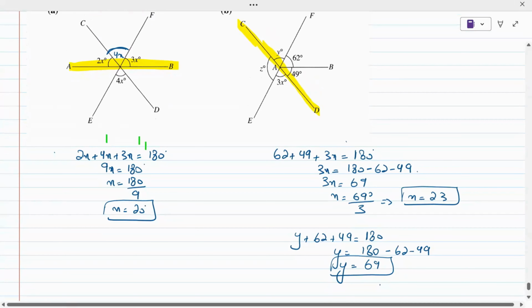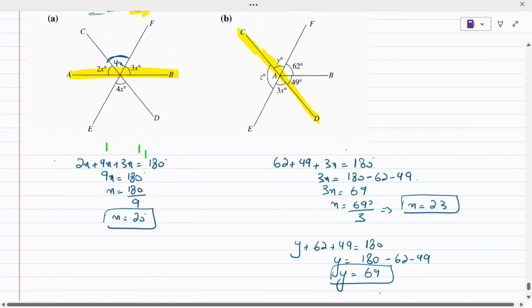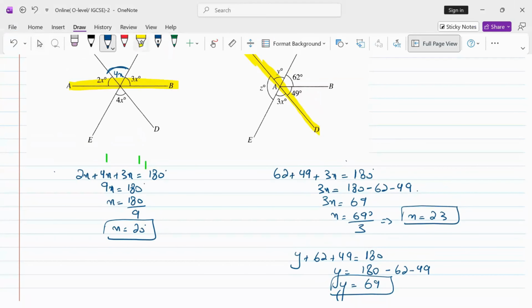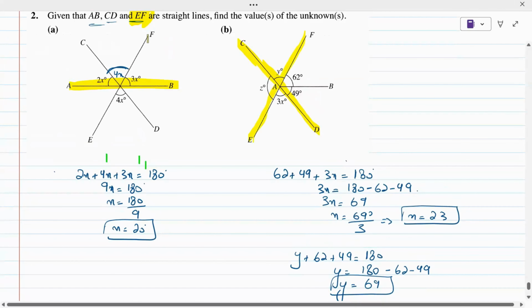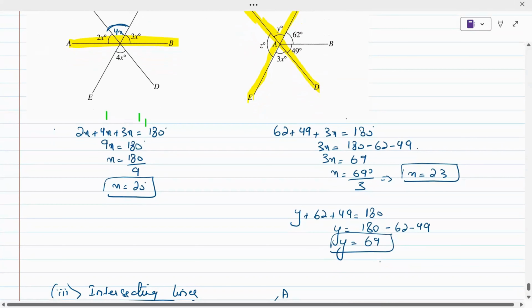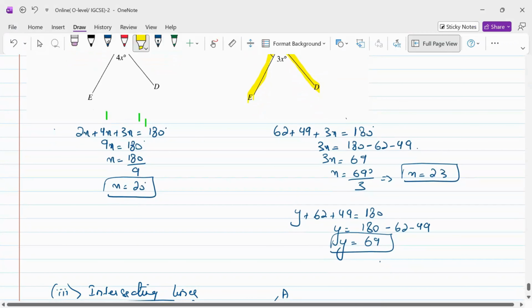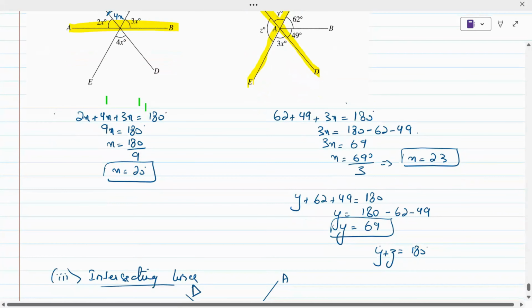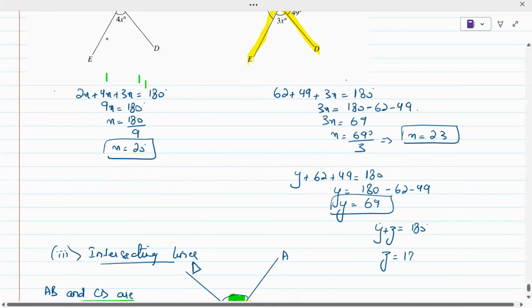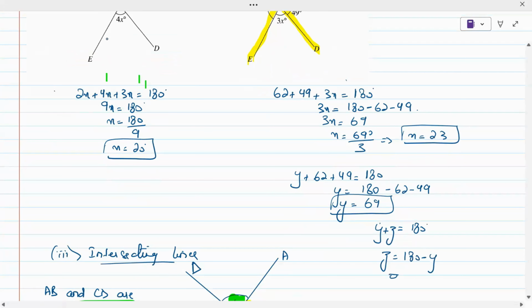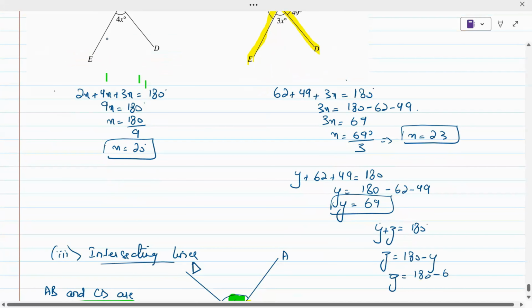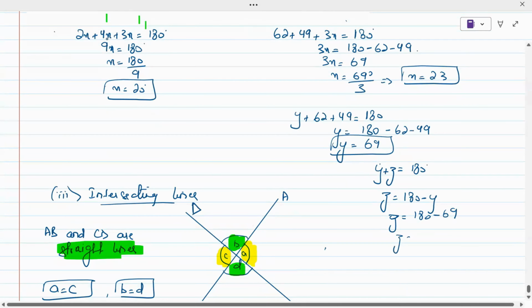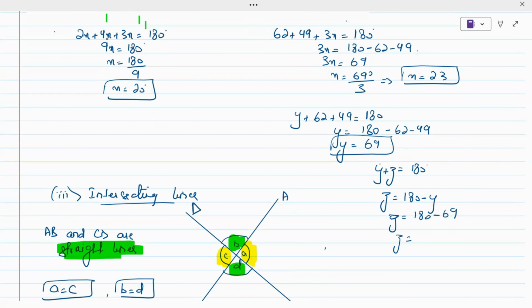Finally, Z can be found as EF is another straight line. So the equation to be made here would be Y plus Z is equal to 180. And Z is equal to 180 minus Y. Z is equal to 180 minus 69. And Z is equal to 180 minus 69. That's 111.